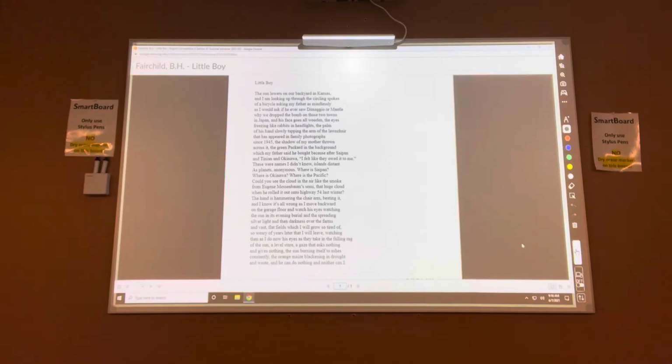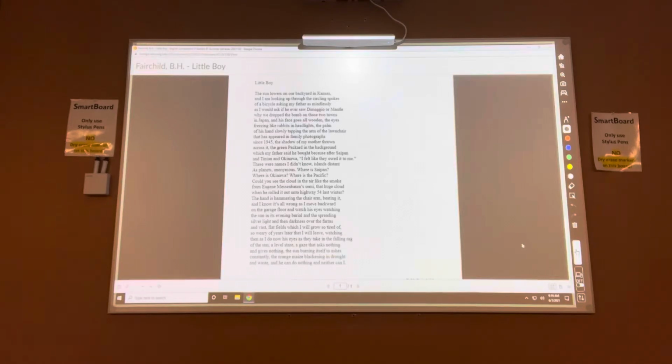The hand is hammering the chair arm, beating it, and I know it's all wrong as I move backward on the garage floor and watch his eyes watching the sun in its evening burial in the spreading silver light and in darkness over the farms and vast flat fields, which I will grow so tired of, so weary of years later, that I will leave, watching then as I do now his eyes, as they take in the falling rag of the sun, a level stare, a gaze that asks nothing and gives nothing, the sun burning itself to ashes constantly, the orange maze blackening in drought and waste, and he can do nothing, and neither can I.